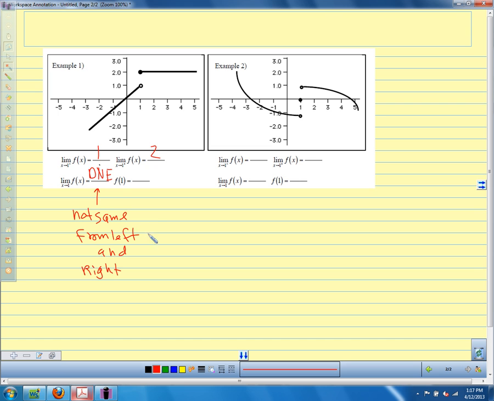What's the function value at 1? What does the graph tell us the function value is at 1? Where's our closed dot? 2. Our closed dot here is at 2. So the function value when x equals 1 is 2. That's where our closed dot is. So a couple of things from this first example. The limit and the function value don't have to be the same. The limit is asking us what happens when we get close to this thing. Here our limit doesn't exist, but the function tells us the value is 2.